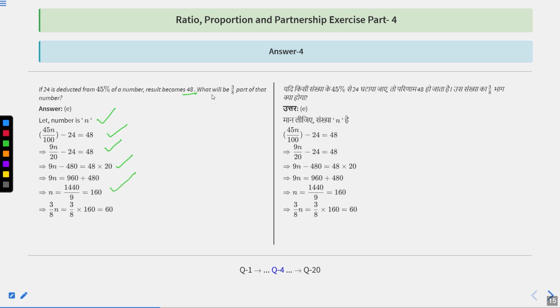So the question asked is, what will be the 3 by 8 part of that number? So the number is 160. So we can calculate it. 3 by 8 multiplied by 160, which is 60, is the correct answer.